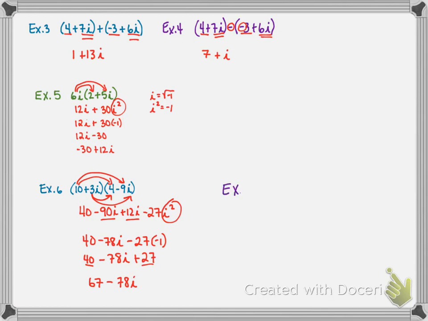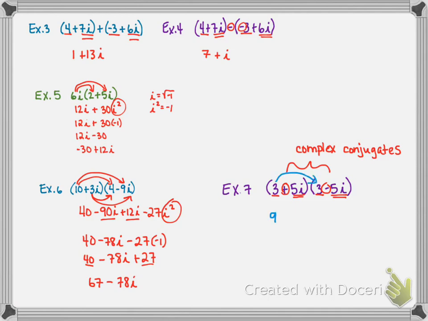One final example. So 3 plus 5i times 3 minus 5i. Now notice, the real parts are the same. The imaginary parts are the same, just that one has a plus and one has a minus. These types of complex numbers are called complex conjugates. And something interesting happens when we multiply them.